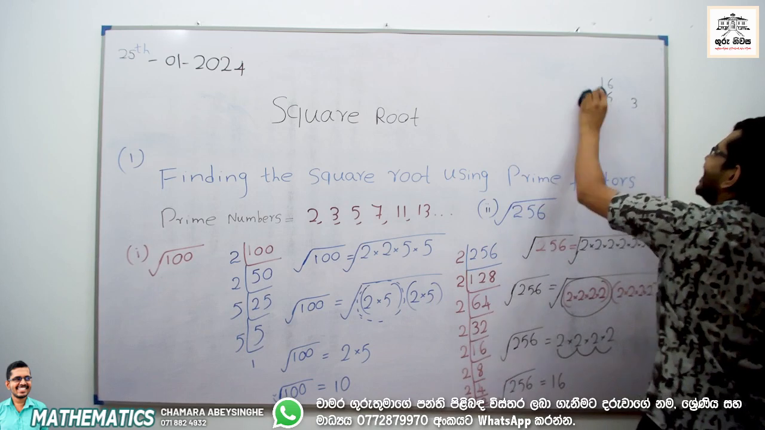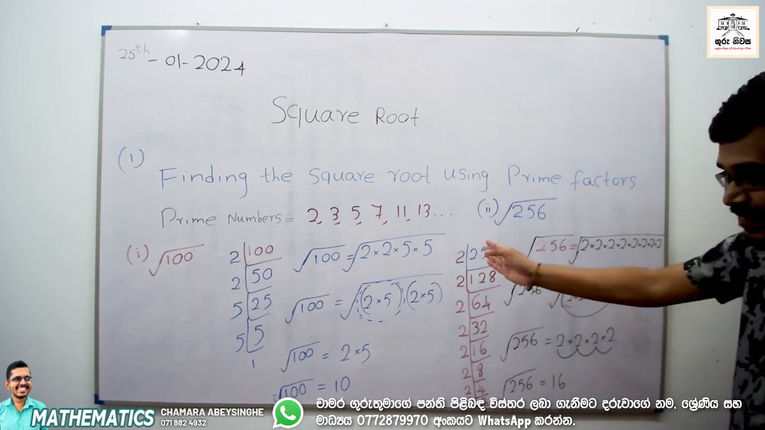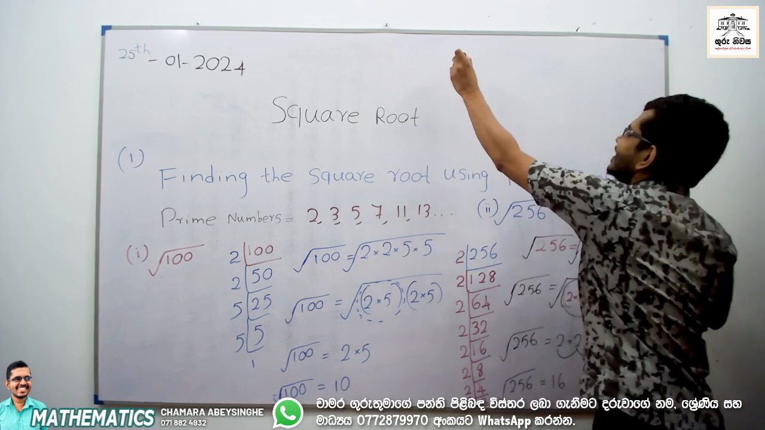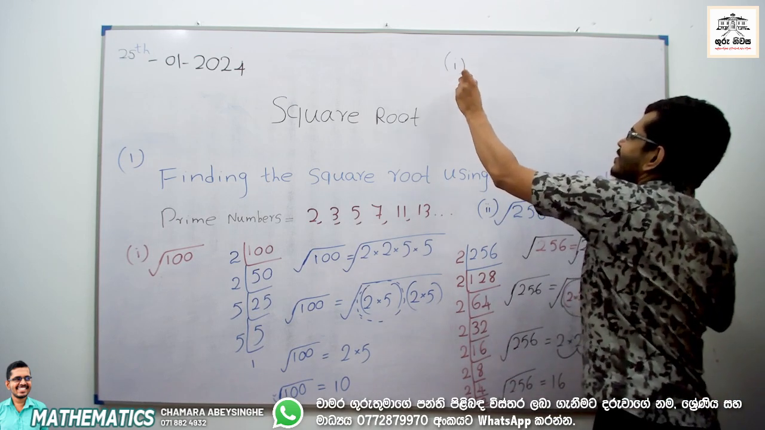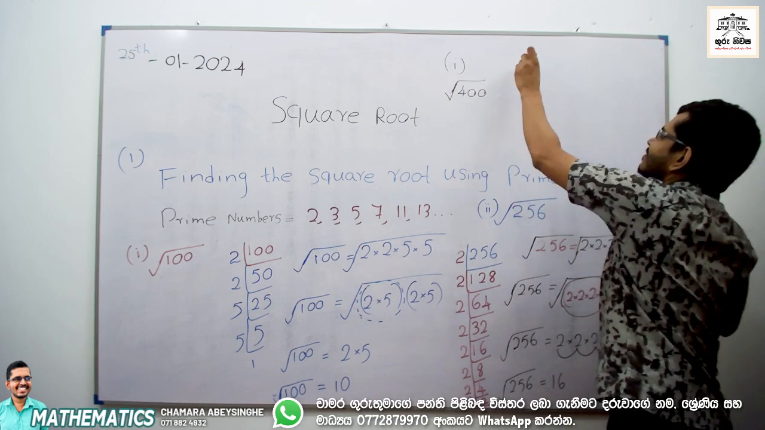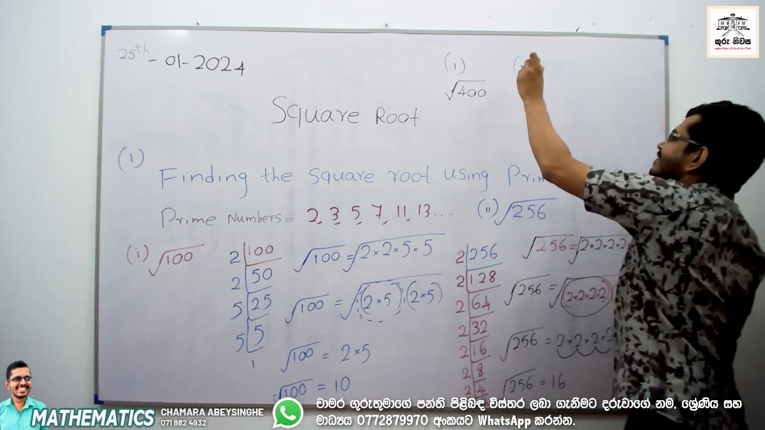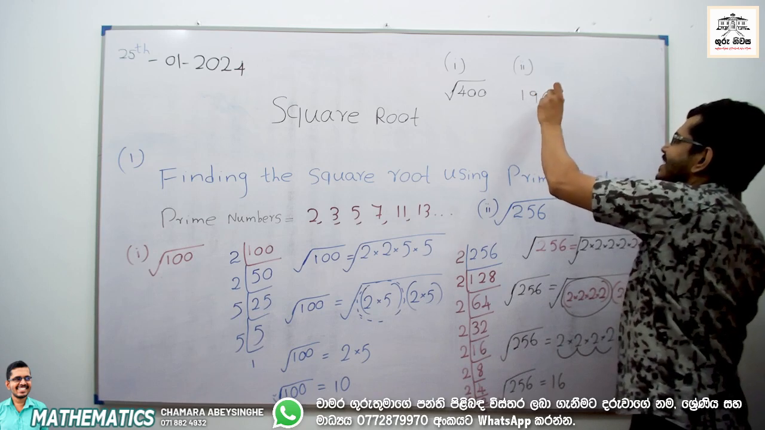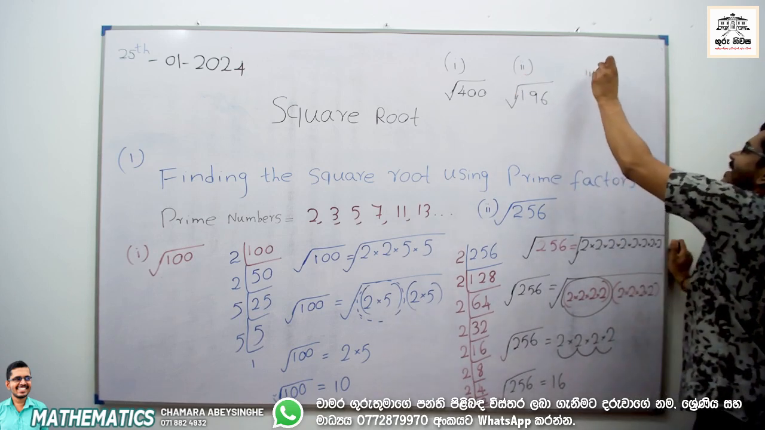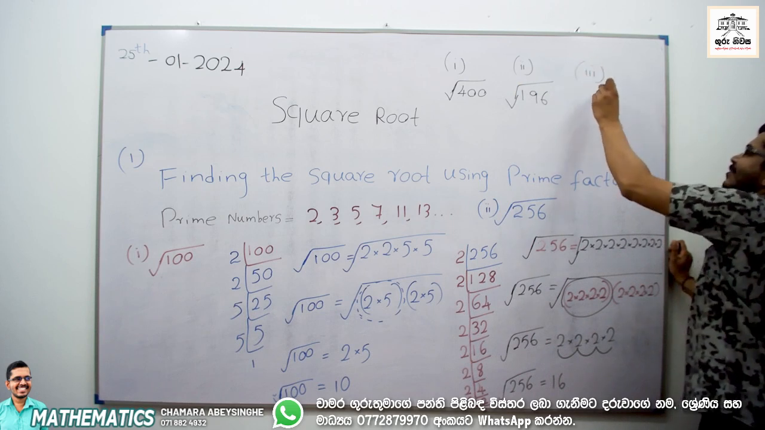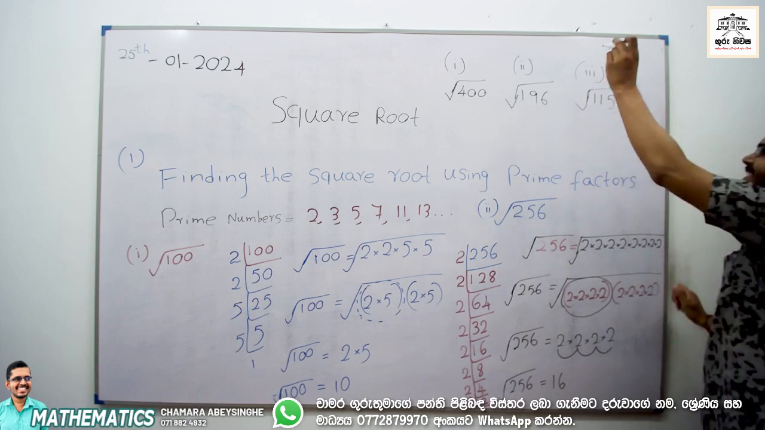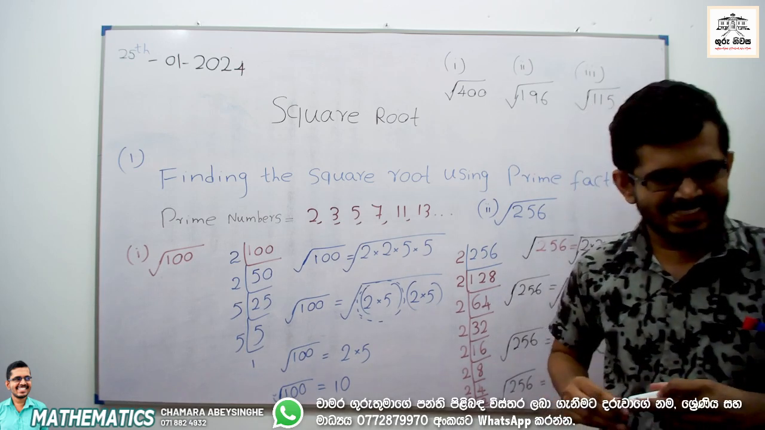After you write these two examples, you have three questions. One is the square root of 400, the other one is the square root of 196, and the third one is the square root of 115. Okay, let's do it.